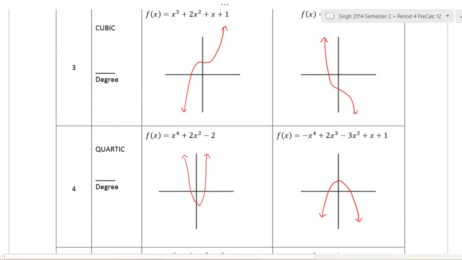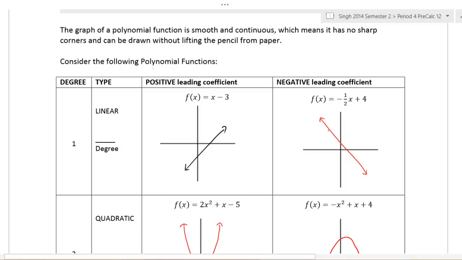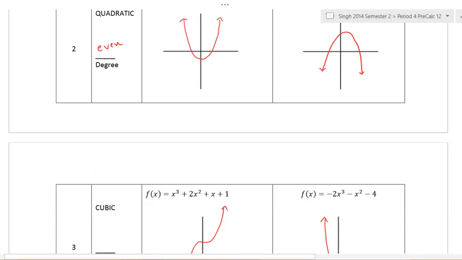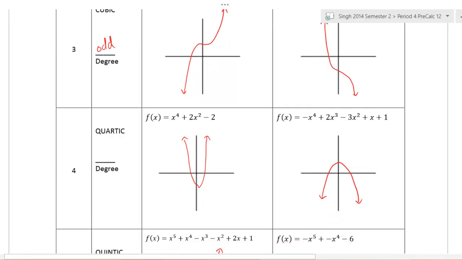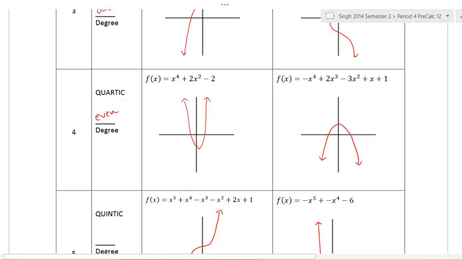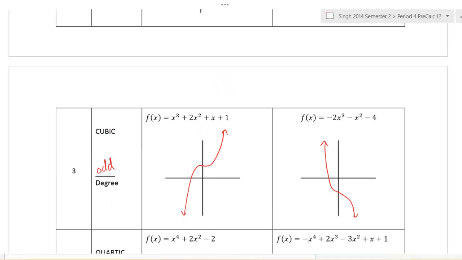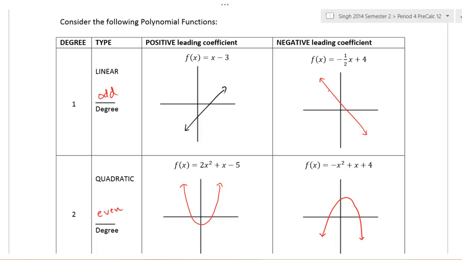Let's go back and label what kind of graph these are, or what type of degree they are. Linear is degree 1, so we call that an odd degree function. Quadratic is degree 2, so that's an even degree function. Cubic is degree 3, so that's again an odd degree function. A quartic is even, and a quintic is also odd. So what we're going to do now is we're going to compare them odd degree versus even degree, and positive leading coefficient versus negative leading coefficient, and we're going to try and generalize some of the properties that we see, or some commonalities that we see.